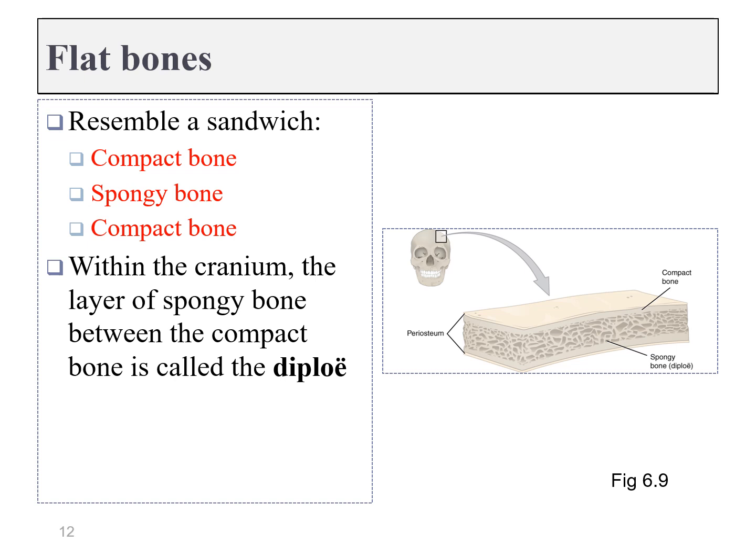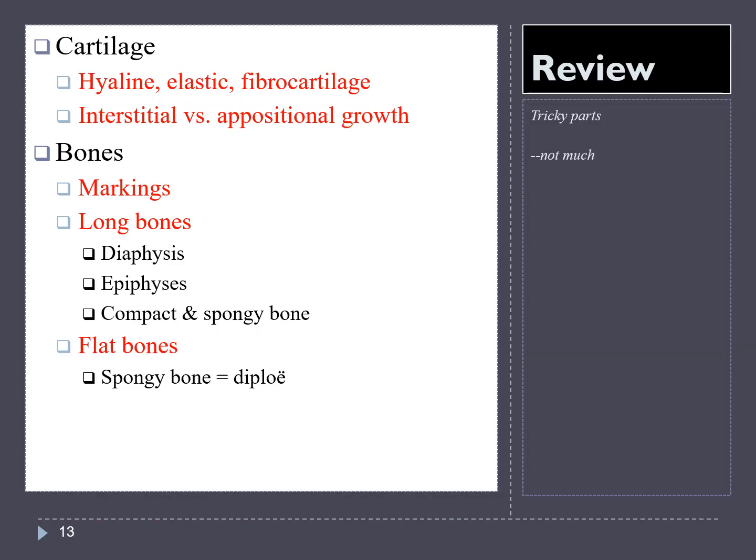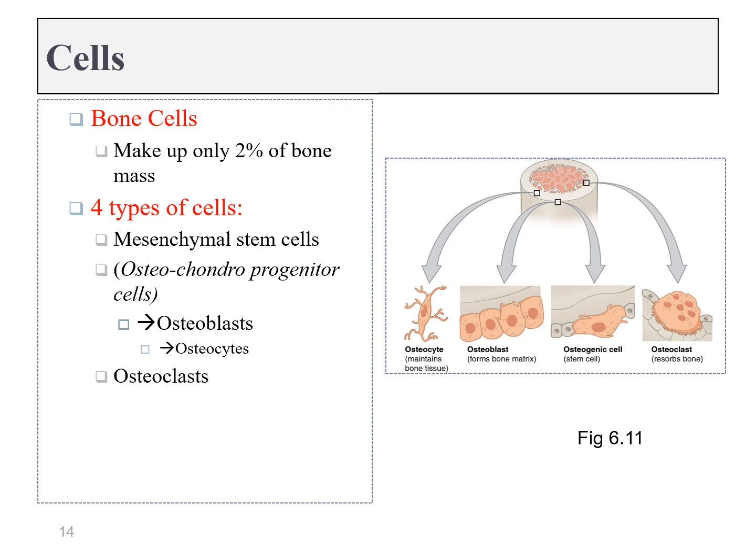In my skull and a few other places, I have a number of flat bones. These are sandwiches of compact bone with spongy bone in the middle. If spongy bone is too difficult for you to remember, you can also call it diploe. So those are some of the basics of cartilage and bones.